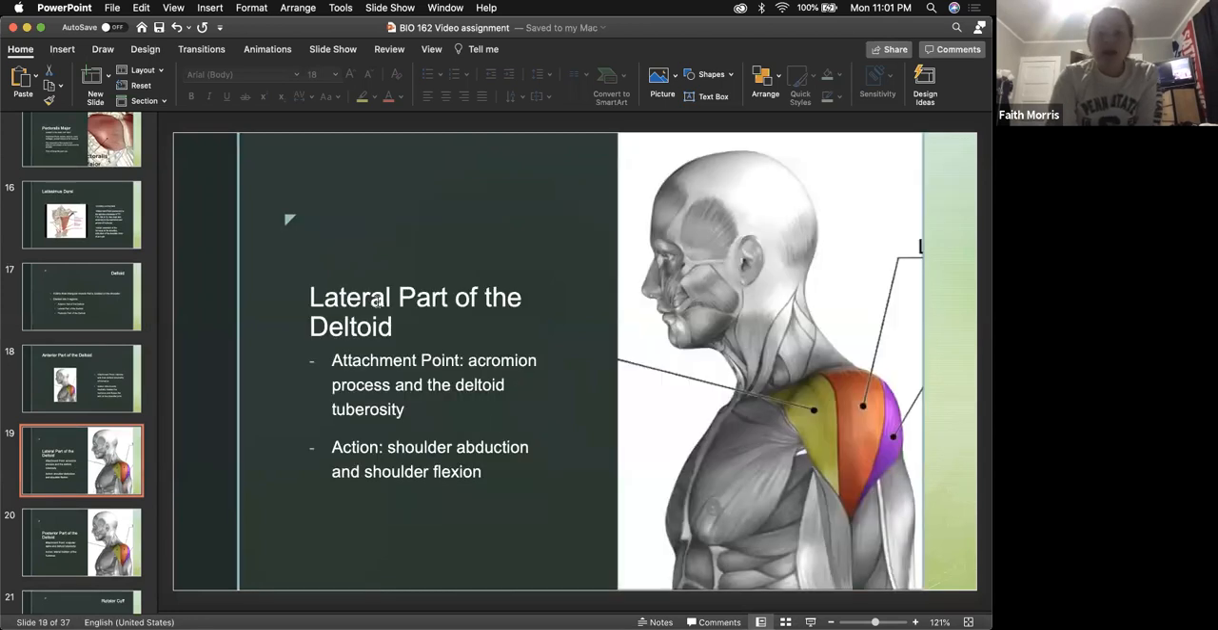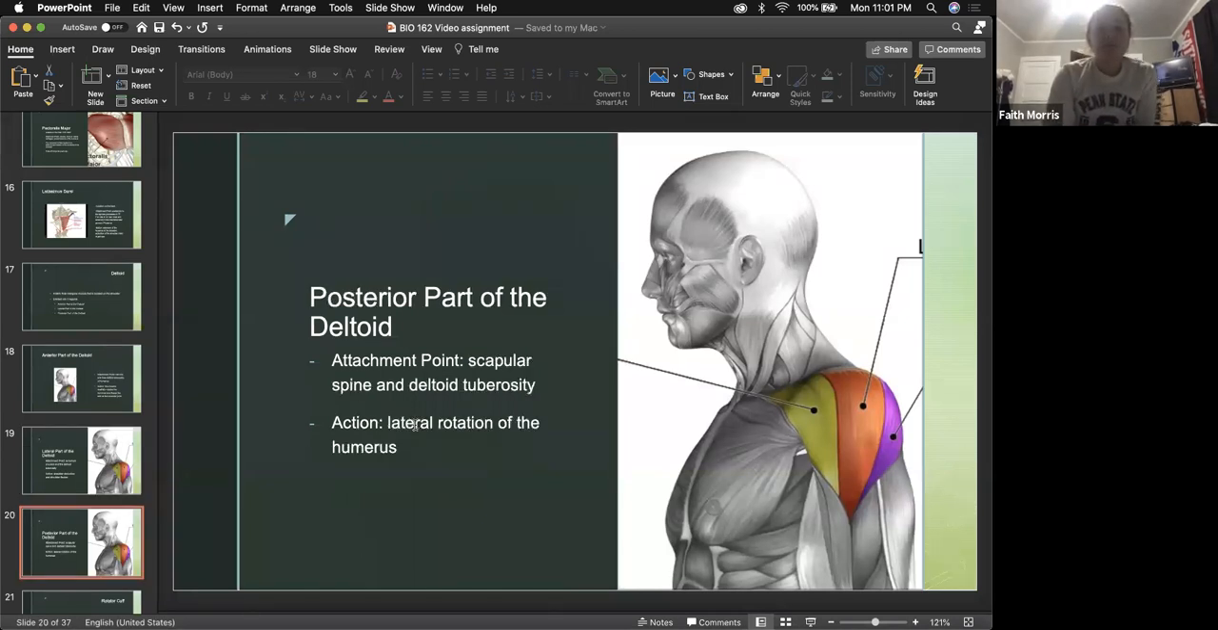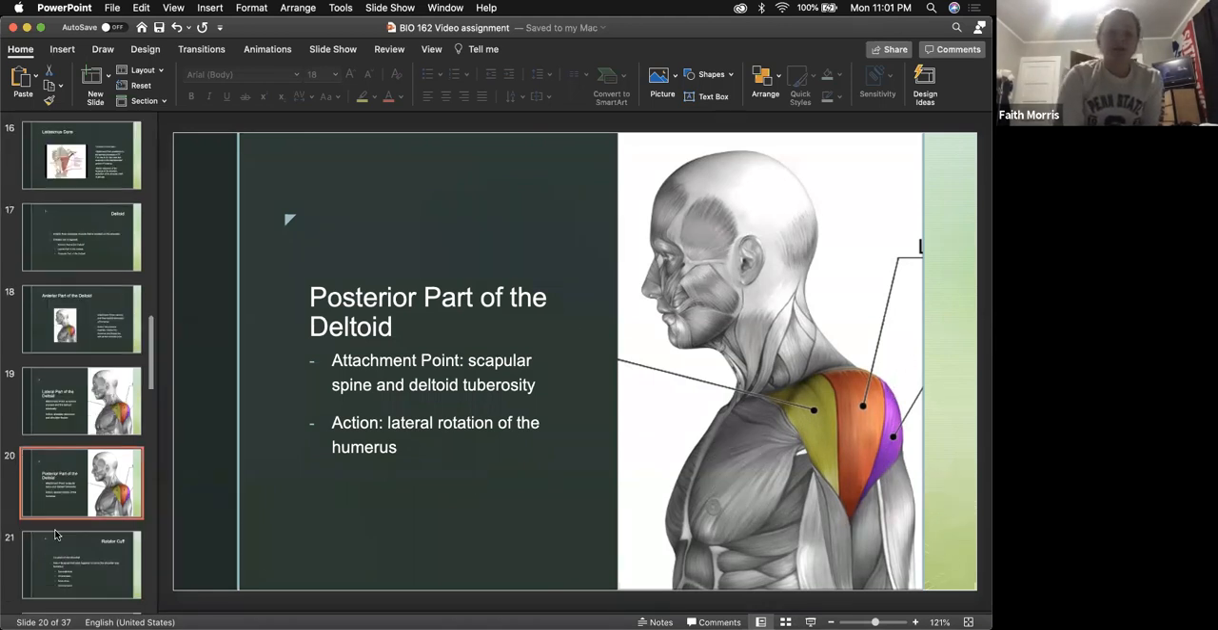The lateral part of the deltoid is this middle part here. It attaches to the acromion process and the deltoid tuberosity, and it does shoulder abduction and shoulder flexion. And the posterior part of the deltoid attaches to the scapular spine and then the deltoid tuberosity, that's this purple part here, and it does lateral rotation of the humerus.